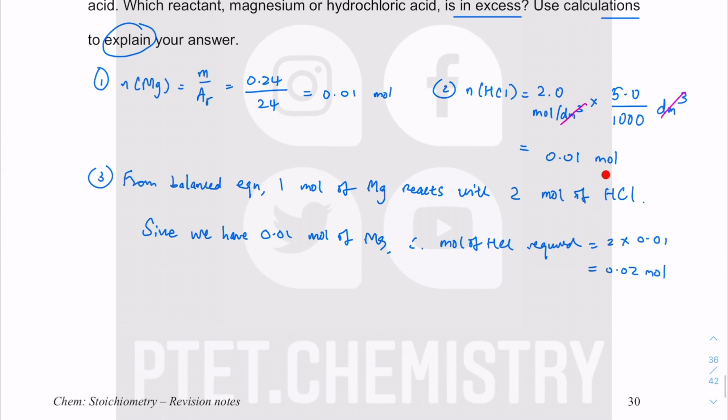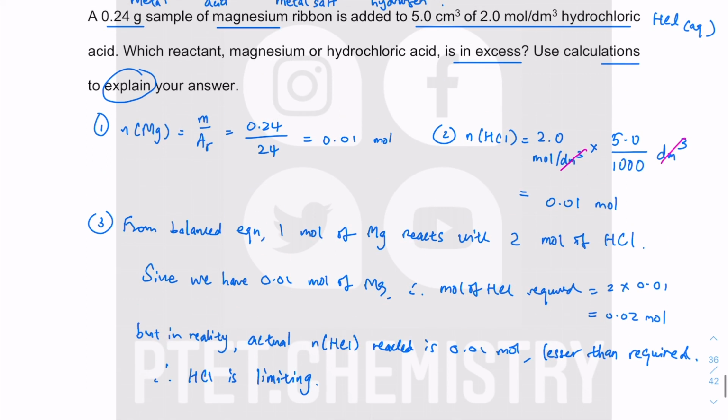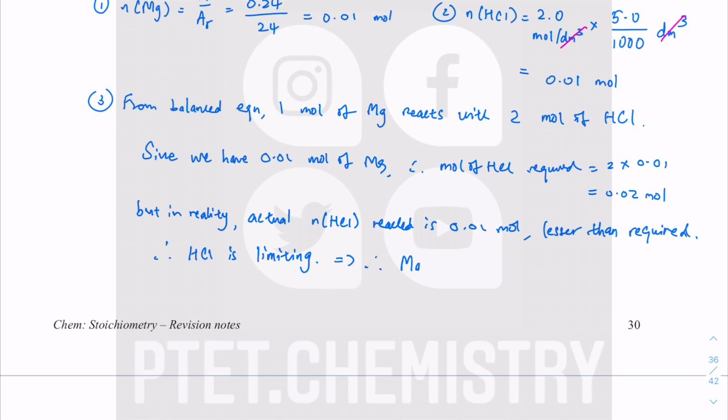But what do I have in reality? I only have 0.01 mole. Okay, but in reality, the actual mole of HCl reacted is 0.01 mole, lesser than required. If you don't have enough of it, it can never be in excess. Therefore, HCl is limiting. HCl is not enough. HCl is completely used up. HCl mole is what you will use for your calculation, but the question specifically asks for which one is in excess. Because HCl is limiting, therefore magnesium is in excess.